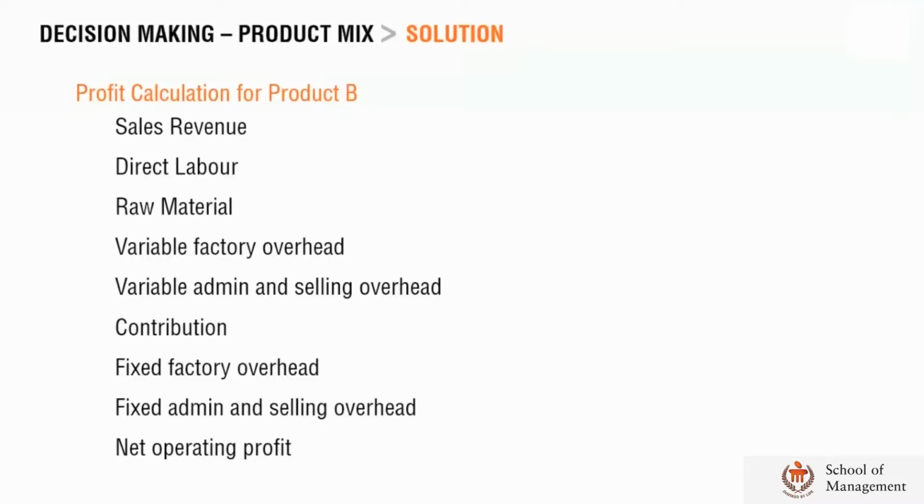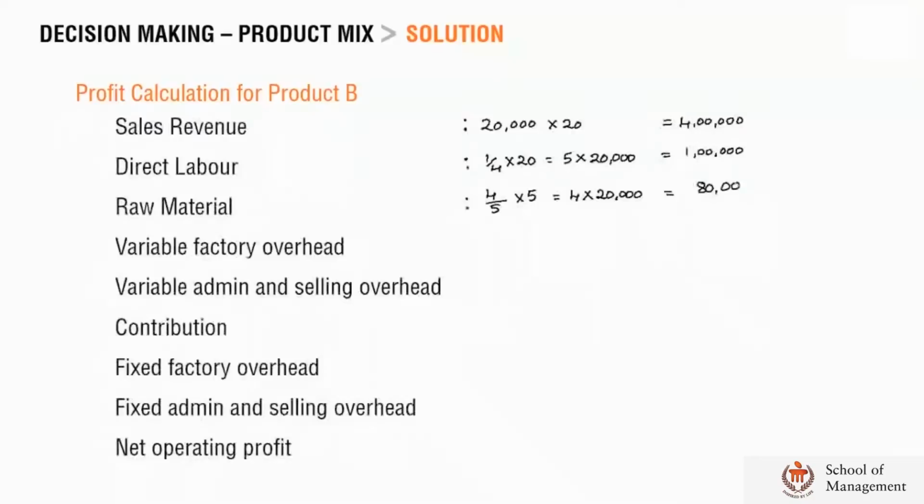Coming to product B, the information that we have with us is we sell 20,000 units of product B at 20 rupees per unit. So sales is 4 lakh rupees. Direct labor cost is 1/4 of the price, which is 5 rupees, and therefore 5 rupees into 20,000 units will be direct labor of 1 lakh rupees. Direct material will be 4/5 of direct labor cost, which is 4 rupees per unit into 20,000 units, which is 80,000 rupees.